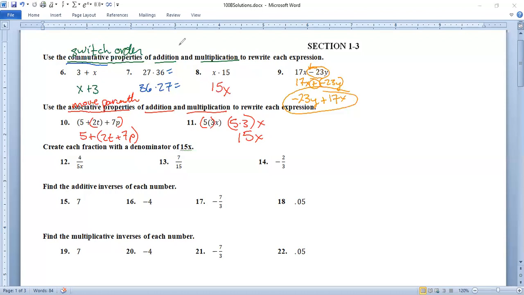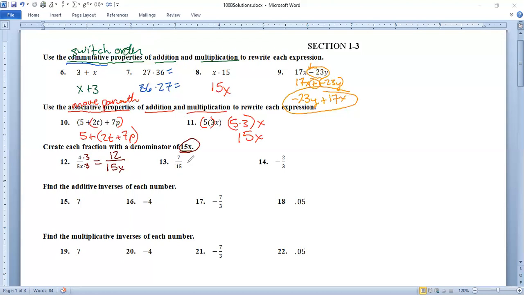All right, next one, number 12, says create each fraction with a denominator of 15x. So we have to times by something, so we get a 15x on the bottom. Well, here it looks like we've got a 5x, so we need to times by 3, and that will make a 12 over 15x.